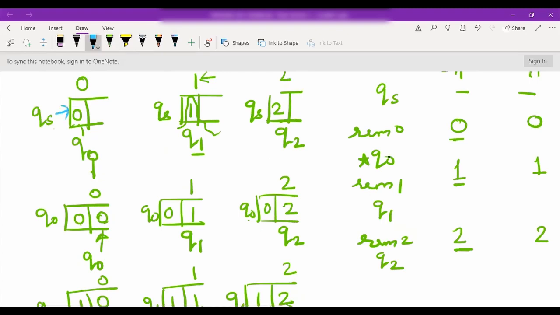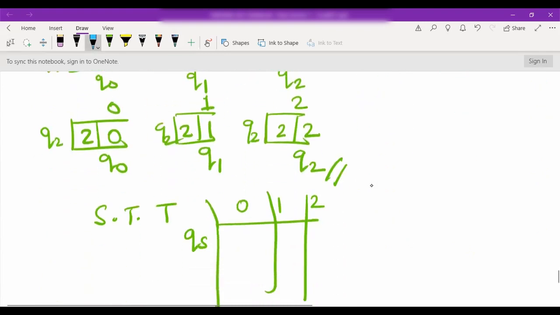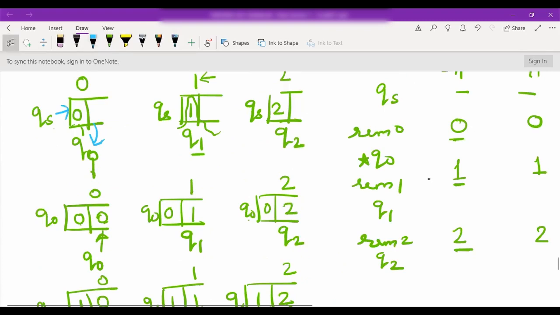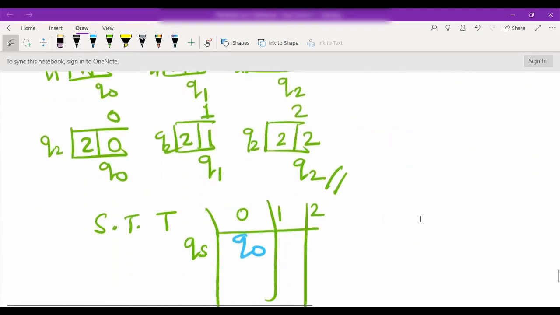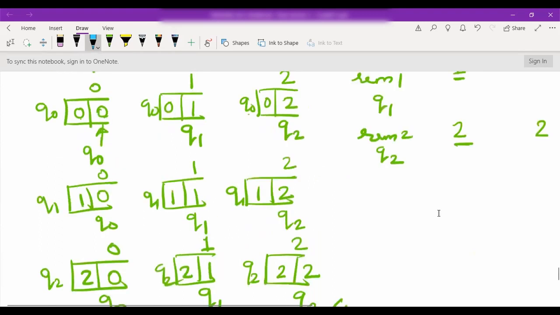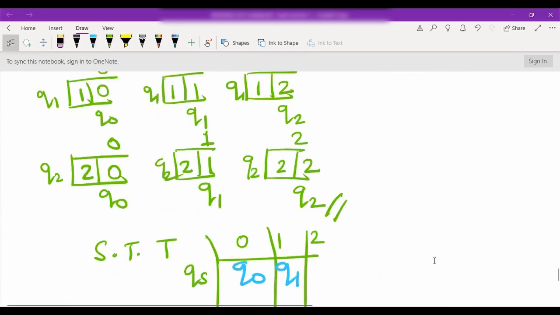Q0 with 0 goes to the Q0 state. Q0 with 1 goes to the Q1 state. Q0 with the next bit 2 goes to the Q2 state. So we write the Q2 state.